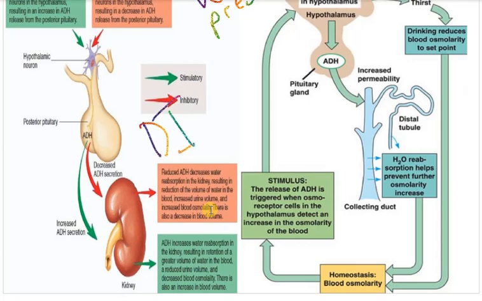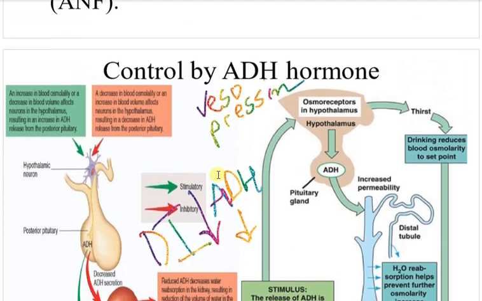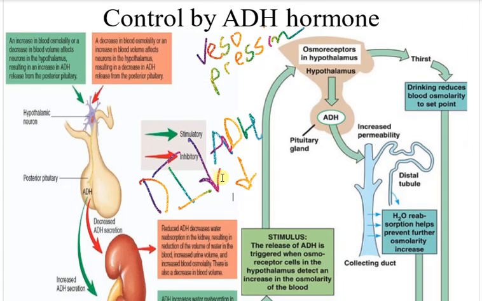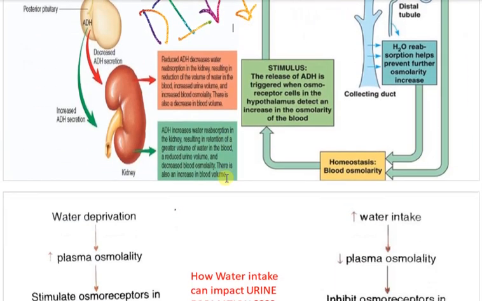Okay, diabetes insipidus. When does it happen? When ADH secretion is very less. As a result, we excrete a greater volume of urine. It's not concentrated, but very diluted. So that is the mechanism of how the ADH hormone works. Okay.